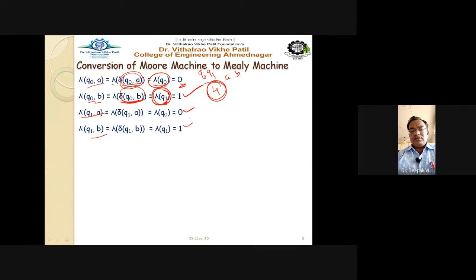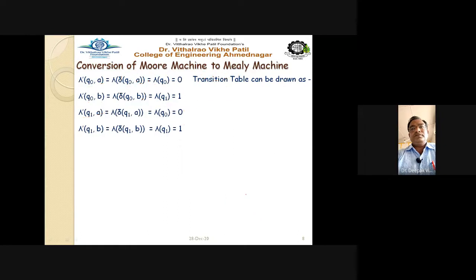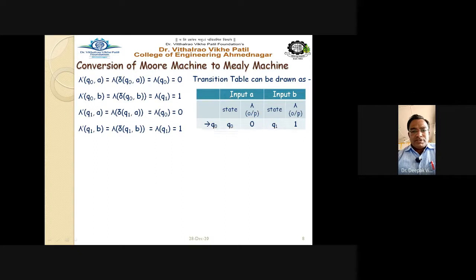Now the same for q1 on a and q1 on b: we find that q1 on a gives 0 and q1 on b gives 1. The transition table is drawn here, because in case of a Mealy machine you have this transition table. For input A you have to write down the state and the output alphabet, and for input B also you have to write down the state and output. So the states Q0, Q1 are copied from the given table.